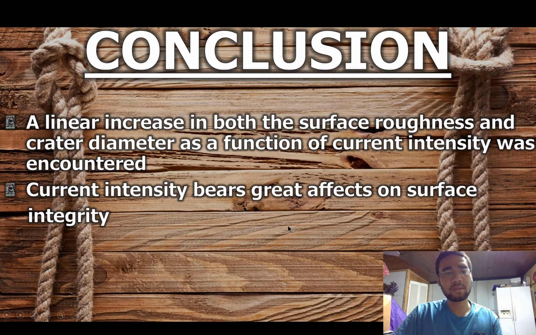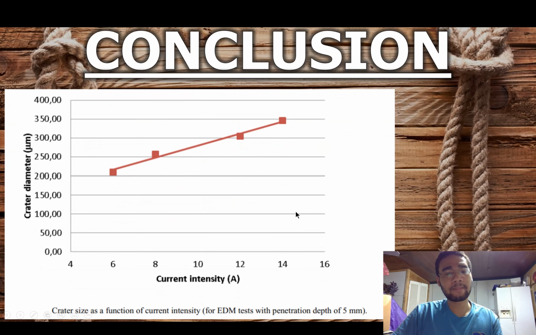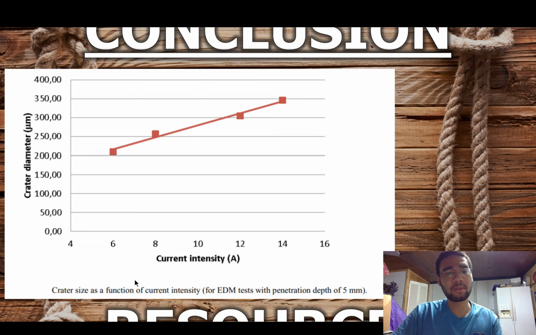So in conclusion, for their experiment, they noticed a linear increase in both the surface roughness and crater diameter as a function of current intensity. They also noticed that current intensity has great effects on surface integrity. And this figure here shows crater size as a function of current intensity. And you're able to see that current intensity and crater diameter are directly proportional and hold a linear relationship.